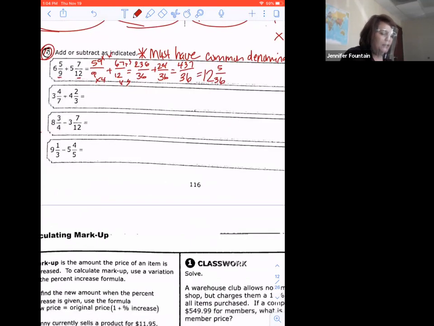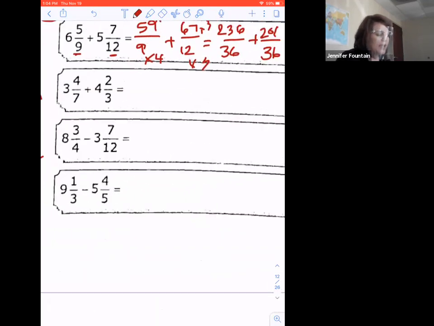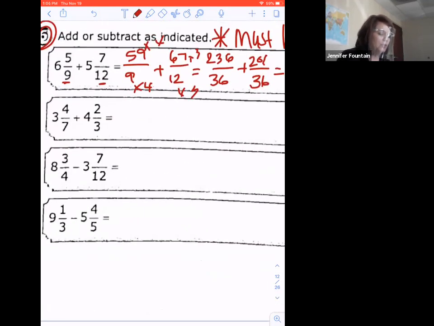Okay. Now, instead of doing 59 over 9, we could have left that as 6 5/9, just done our common denominator, added that way. And so we'll do that for this one. We'll just leave it as 3 4/7, but we'll go ahead and put our denominator of 21 plus 4 and something over 21. 7 times 3 is 21, so 4 times 3 is 12. And then 3 times 7 is 21, so 2 times 7 is 14.